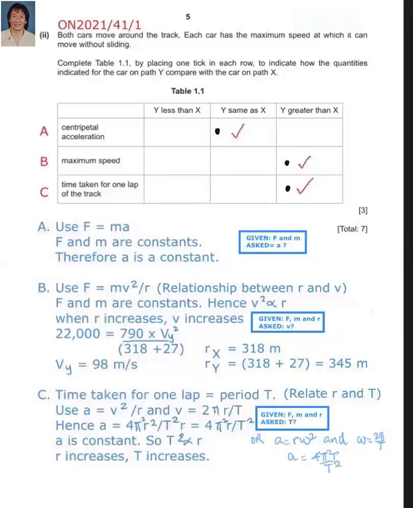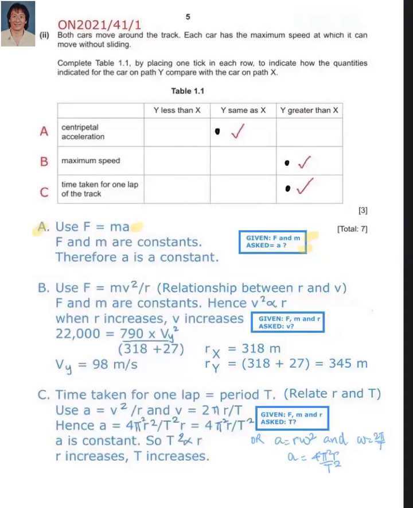In part 2 of this question, both cars move around the track. Each car has a maximum speed at which it can move without sliding. You have to complete table 1.1 by placing 1 tick in each row. For the row on centripetal acceleration, which is labeled as A, the formula used to discuss the question is F equals ma. This is because you're given F and M, and you're asked to find what happened to A. F and M are constant as indicated in the question. Therefore, your A is a constant based on the formula.